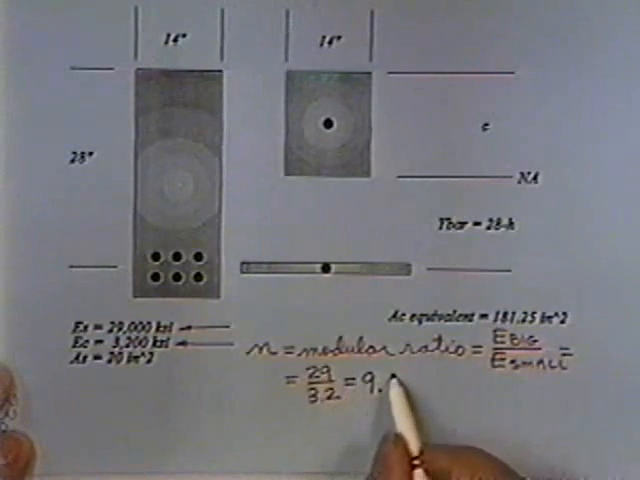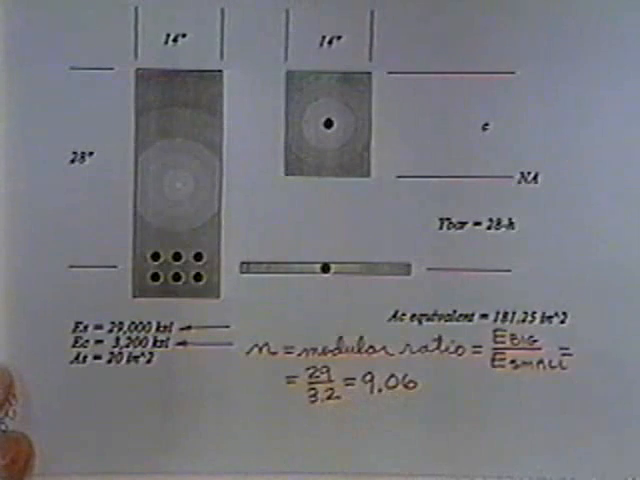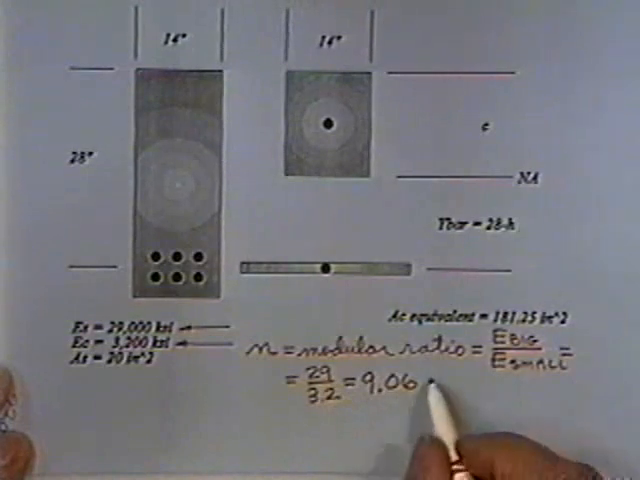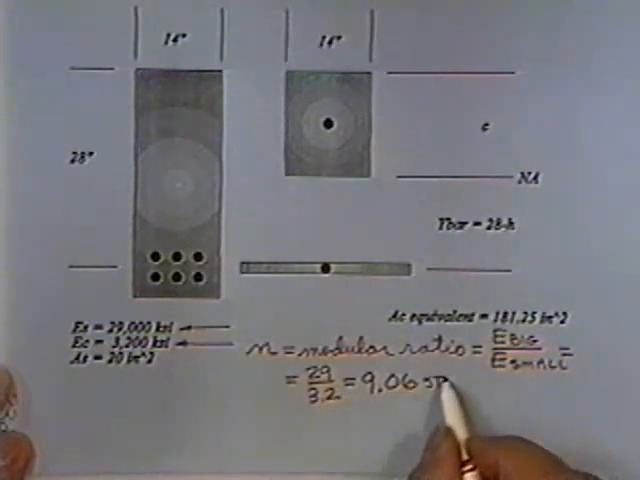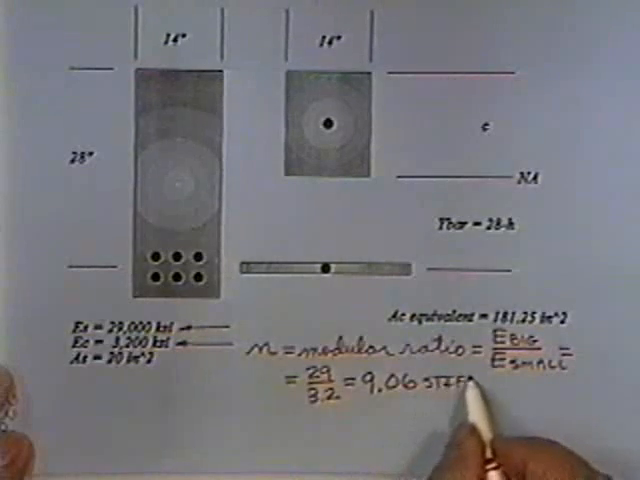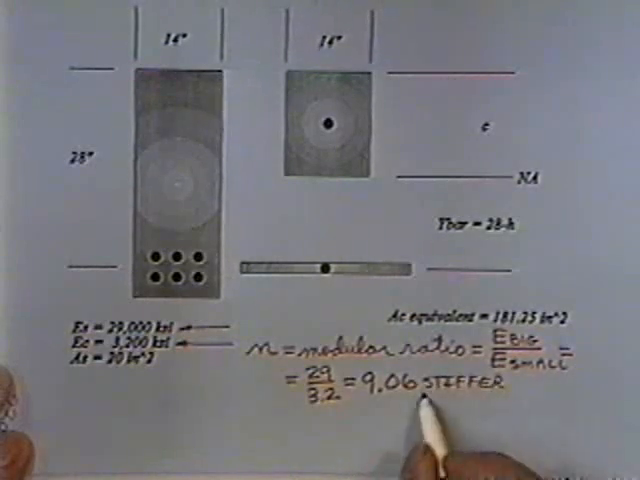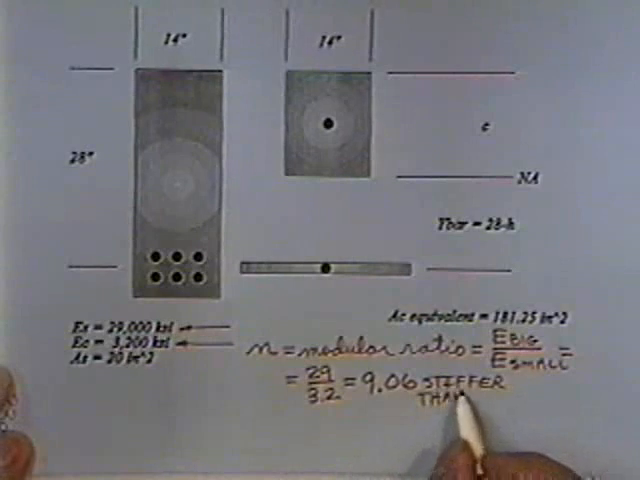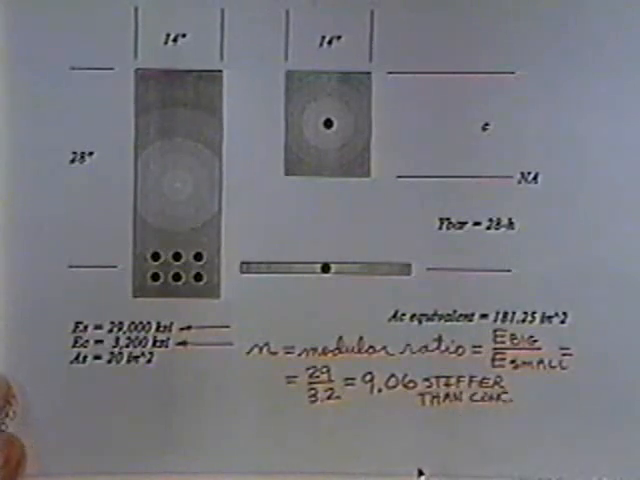And that's 9.06, which is telling you that the steel is 9.06 stiffer than the concrete, and in effect will resist bending and will have moment of inertia contributions 9.06 magnitude of what concrete will give you.